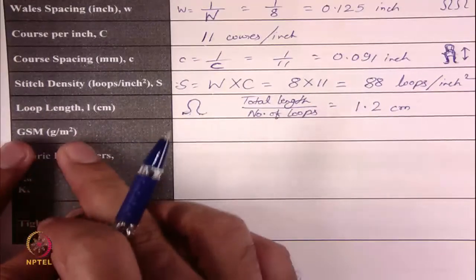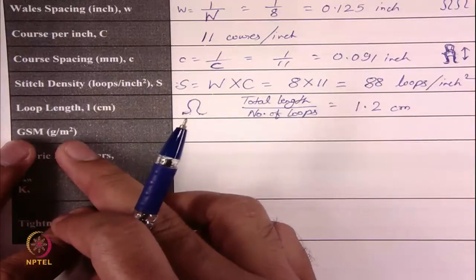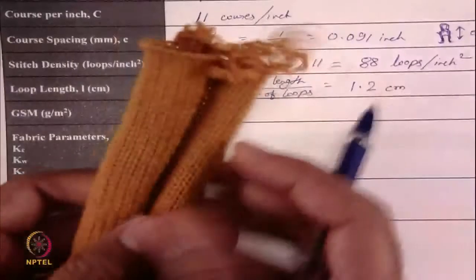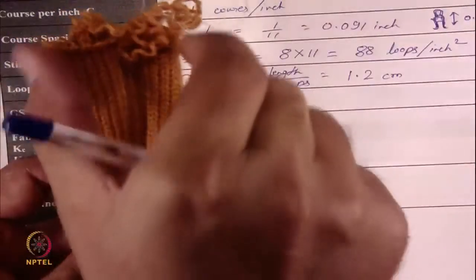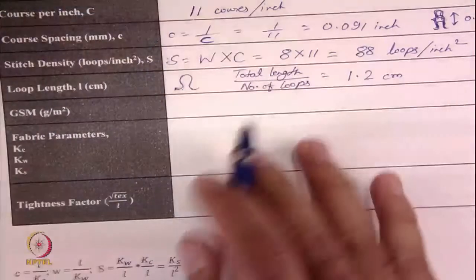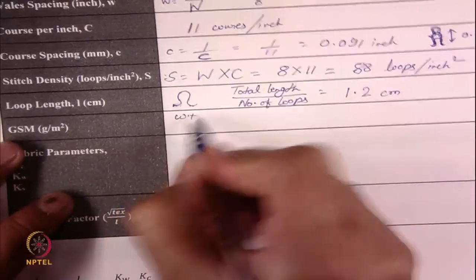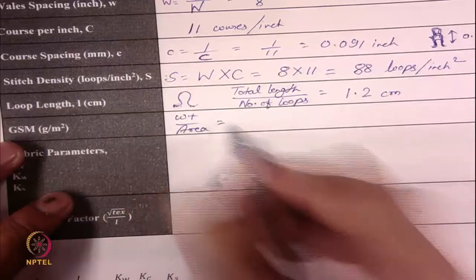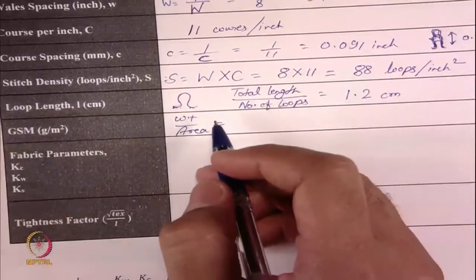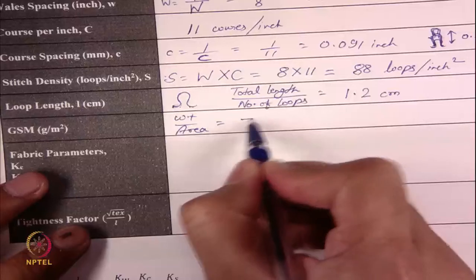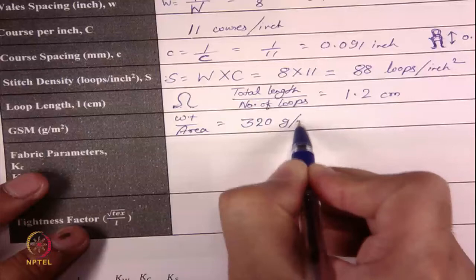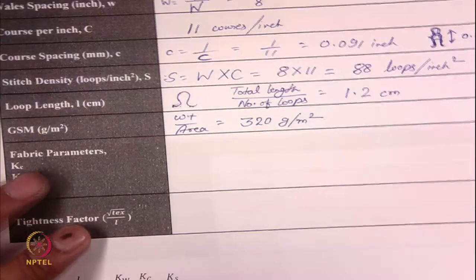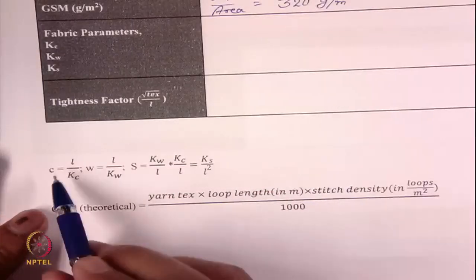GSM, again, is fabric weight per meter square. You can cut the fabric, and you measure the length, you measure the width, you measure the weight. So, GSM is weight divided by area, gram per meter square. Right now we have calculated this, and we are around 320 gram per meter square, okay. Fabric parameters, the formulas are already given.